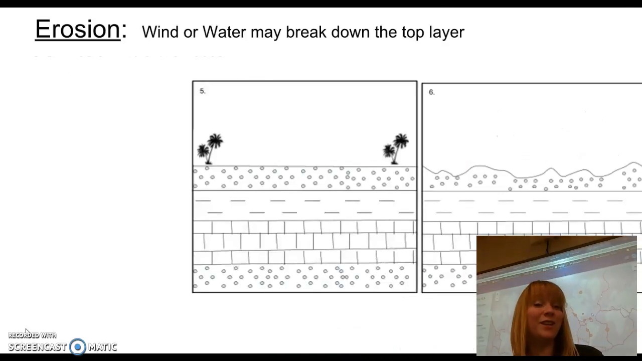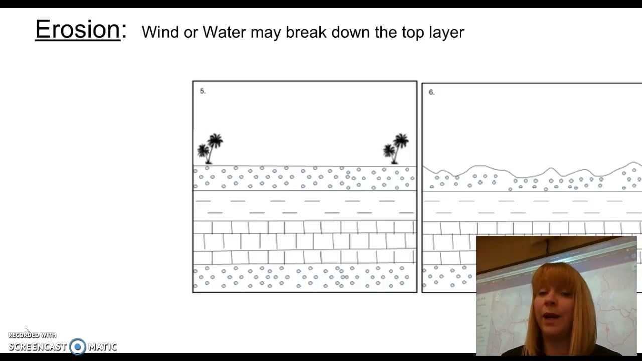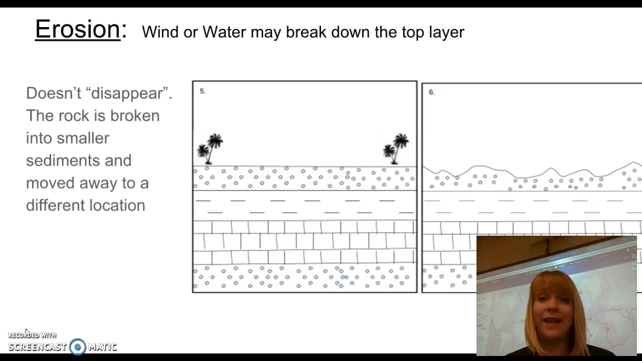Okay. Now in the next pictures here, we're looking at erosion. So if we have this wonderful layer of sandstone on the top, the wind and the rain and water may start to break that rock down. Okay. Now the important thing to know is that rock, again, didn't disappear. It was just the sediments were transported or moved elsewhere.